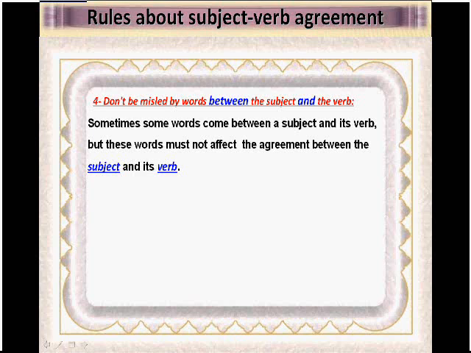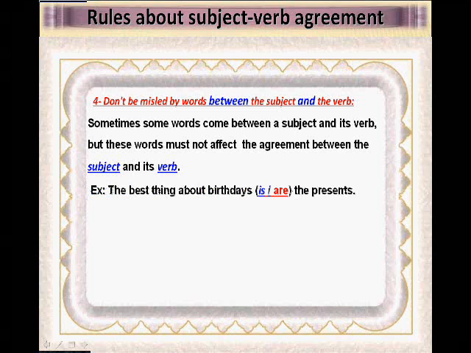Sometimes some words come between a subject and its verb, but these words must not affect the agreement between the subject and its verb. Like, the best thing about birthdays is or are the presents. Here, let's have a look at this sentence. Where is the subject?